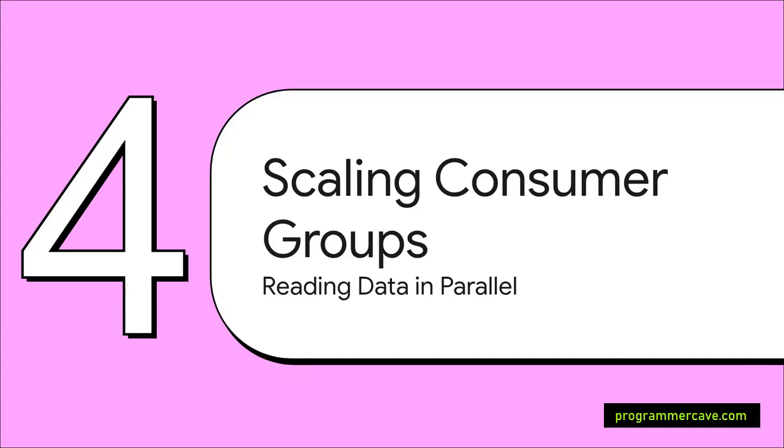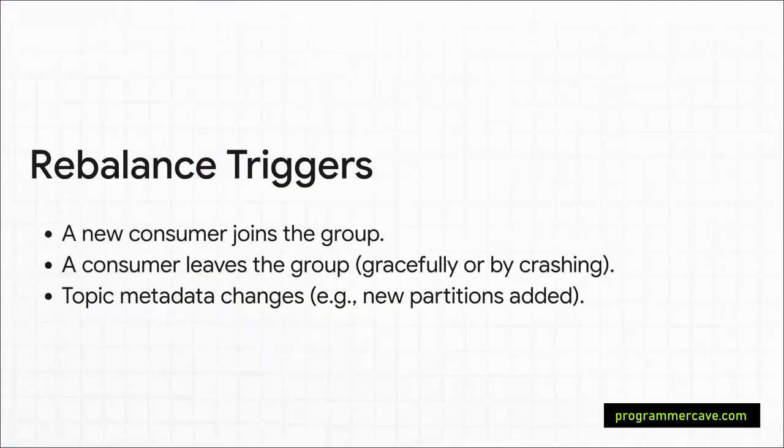Okay, so we know how data gets in and how it's stored. Now for the other side of the coin, how do consumers read all this data, and how does Kafka give us massive, parallel processing power? Scalability all comes down to consumer groups. You can throw a bunch of consumers into a group, and Kafka makes sure each partition is only read by one of them. Perfect. But anytime a consumer joins or leaves, maybe it crashed or you're scaling up, the group has to rebalance. It's like a stop-the-world event where everyone pauses to redistribute the workload.